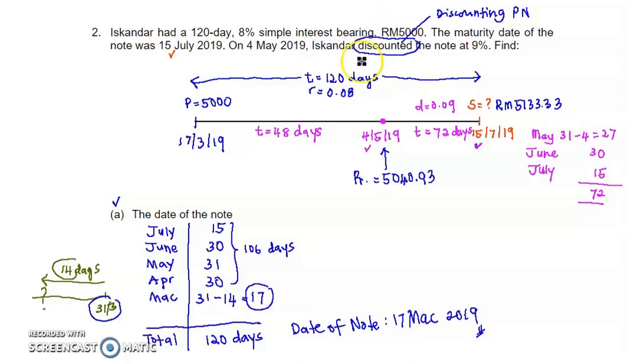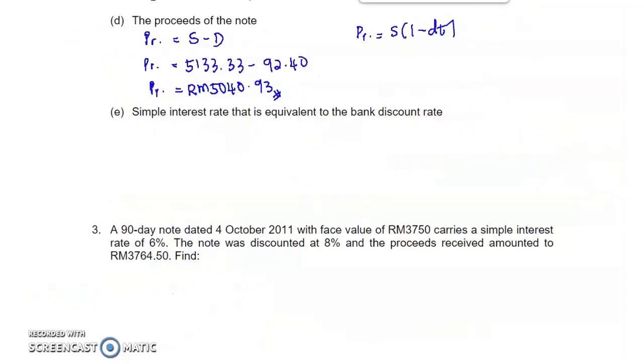Okay, so check. Proceeds less than S and proceeds also more than P. Okay, E, simple interest rate. Simple interest rate means that value R. Okay, that is equivalent. So the keyword here, equivalent to the bank discount rate. The simple interest rate that is equivalent to the bank discount rate is given by R equal to D divided by 1 minus dt. So here we want to find the simple interest rate, which is different from the bank discount rate, that will give the same value as face value.